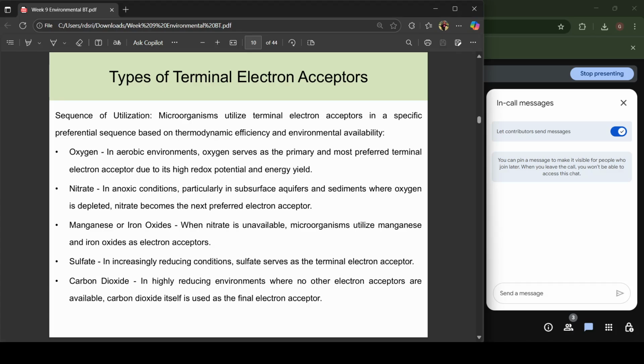And then we have the most anaerobic condition, the deepest zone, as we saw in the previous slide, where carbon dioxide is present, and the environment is highly reducing where no other electron acceptors are available. Therefore, carbon dioxide itself is used as the final electron acceptor. So this is the concept of terminal electron acceptors. Since most biodegradation processes deal with redox reactions, we should understand the mechanism of the redox reactions and ensure the suitable conditions for them to happen. That is when we can see bioremediation or biodegradation taking place in a particular environment.